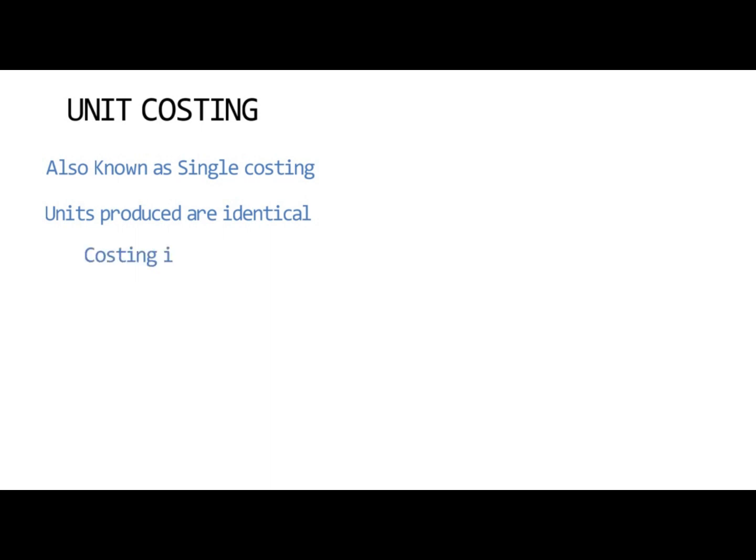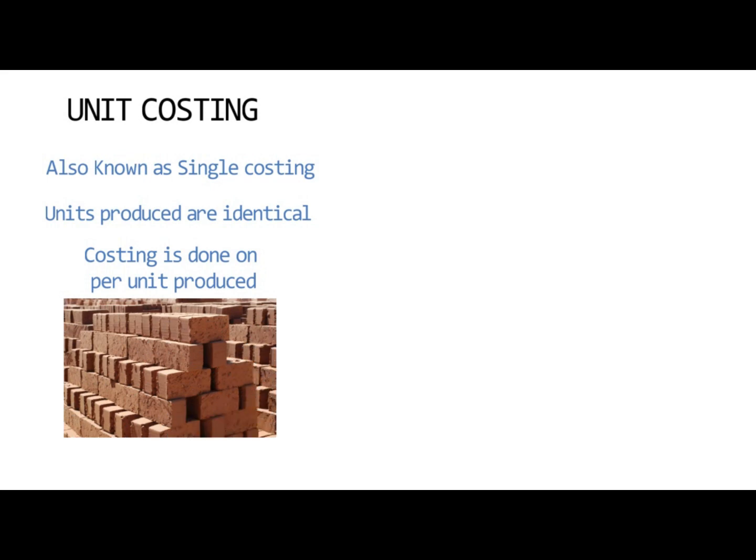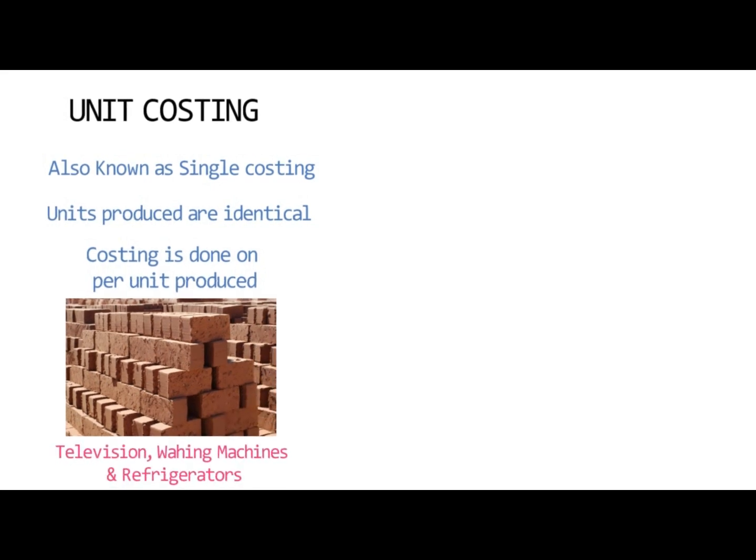So friends, in costing methods, the first type of costing is unit costing. This method is known as single costing, and it is suitable in the industry where production is continuous and units are identical. Here the cost is based on per unit produced. Examples are of brickworks, production of radios, TVs, washing machines, and refrigerators.